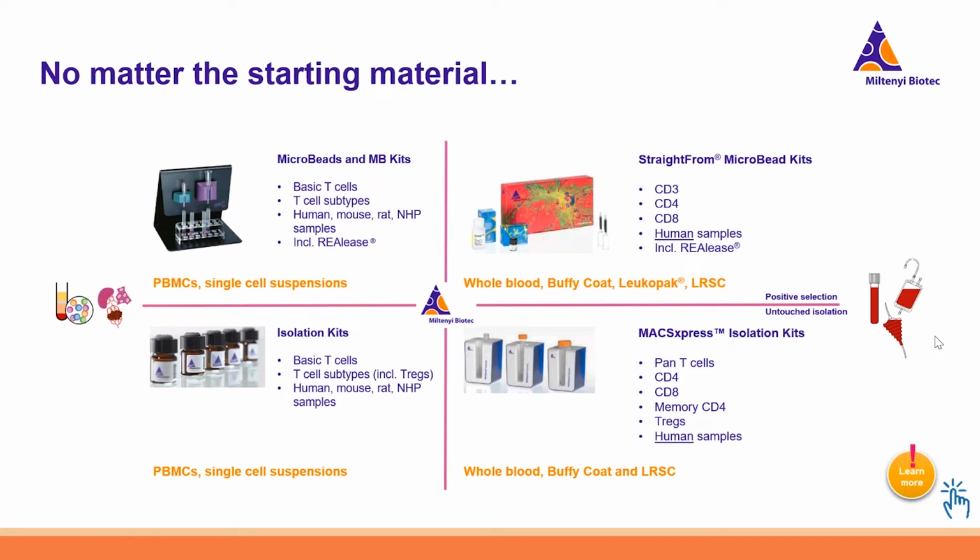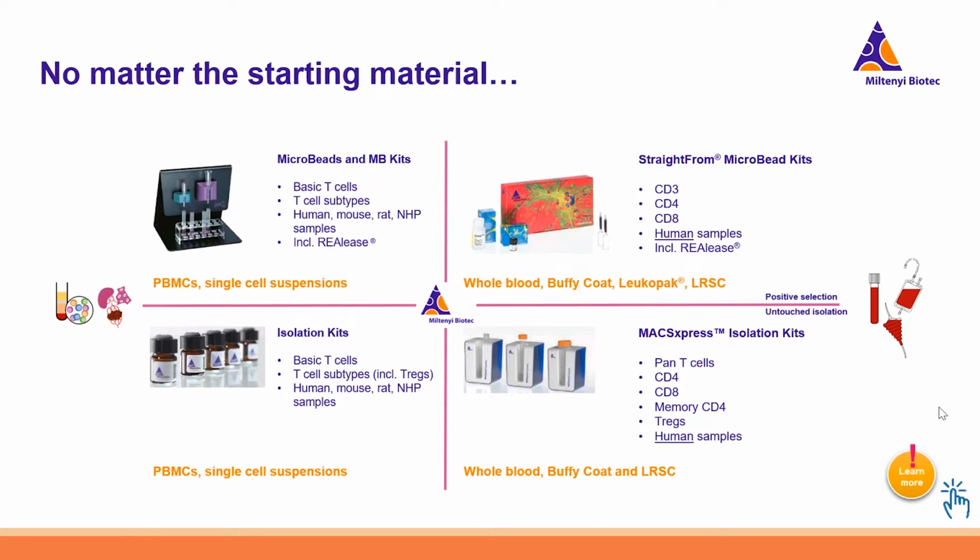Second, and almost equally versatile, we have the isolation kits that are ideal for all untouched separation needs. The used starting materials are PBMCs or defined single cell suspensions. Also, the isolation kits cover basic T cells as well as almost any T cell subtype from different species like human, mouse, rat, and non-human primate. However, if you do not want to go over a density gradient to get your PBMCs as a starting material, you can now isolate T cells also fast and directly from whole blood and blood products.